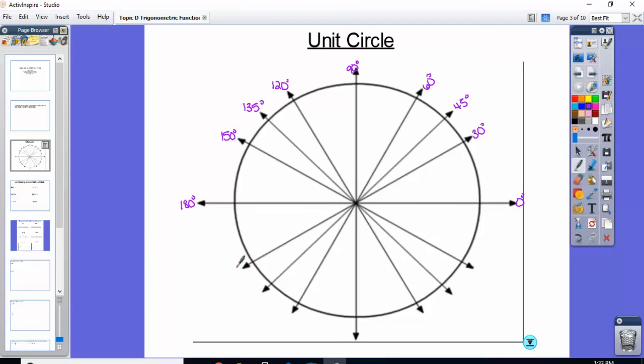Quadrant 3, we add them. So 180 plus 30 is 210. 180 plus 45 is 225, 180 plus 60 is 240, 180 plus 90 is 270. 0 degrees, you could also call that 360 if you like. So then we subtract our reference angle, so 360 minus 30 is 330. 360 minus 45, 315. And 360 minus 60 is 300.